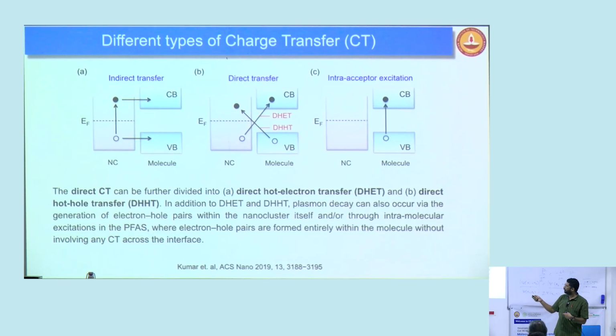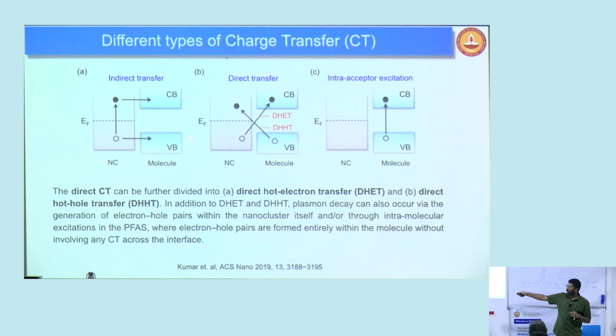Again, there are multiple possible processes. I have explained this indirect process, where the electrons and holes are generated within the nanoparticle and then they are transferred to the molecule. The other one is the direct transfer, where the electron will be jumping from here to the molecule itself. This is useful because that will not lose any energy within the nanoparticle.